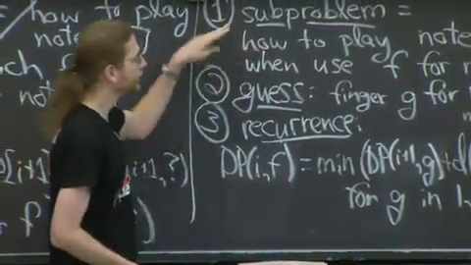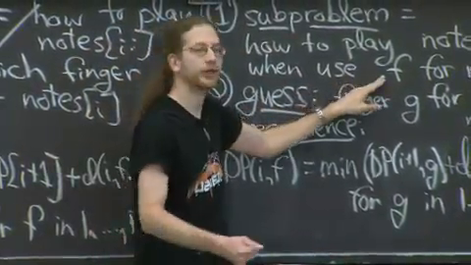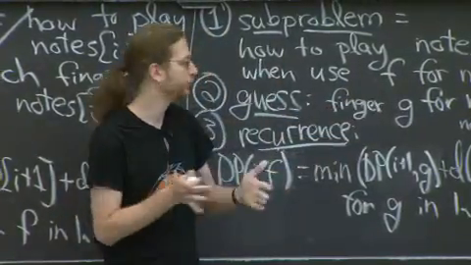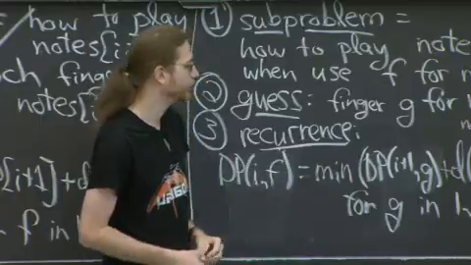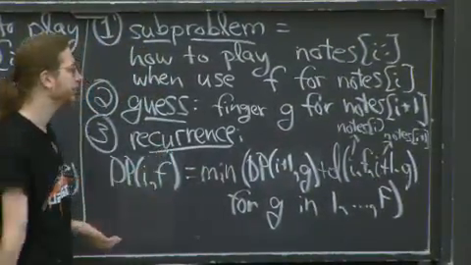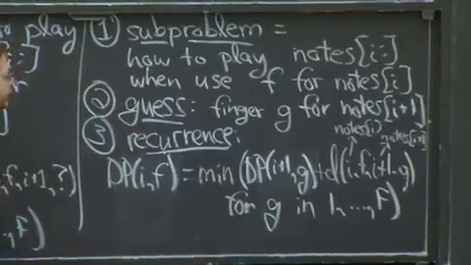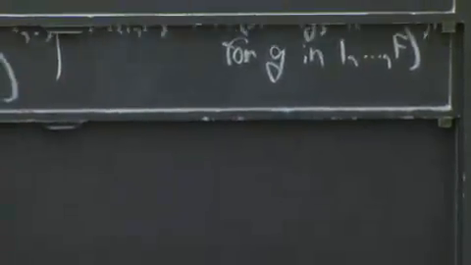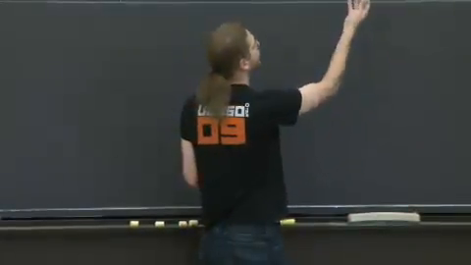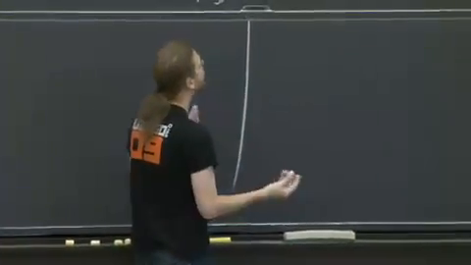You could also define this to say, f was the finger that was used for the previous note, note i minus 1. But it's just a shifting of the indices here. You could do i minus 1 to i instead of i to i plus 1. But this is, I think, slightly cleaner. And then we have a DP, right? We just memoize that recurrence. We get a recursive DP, or you could build it bottom up.